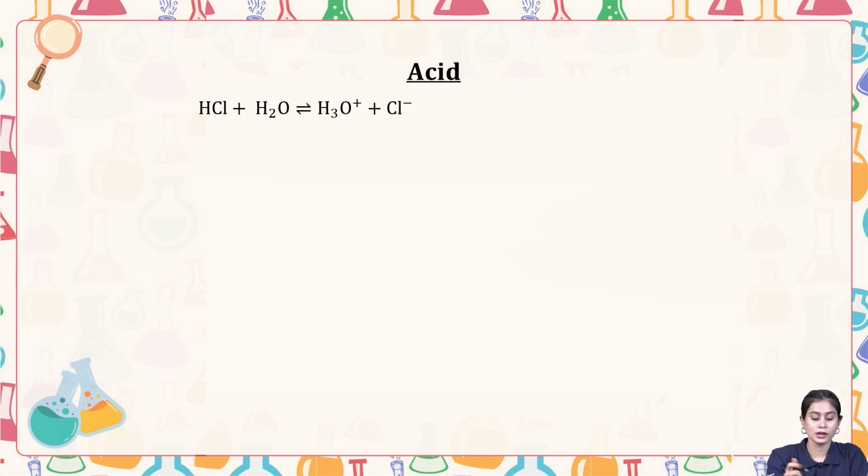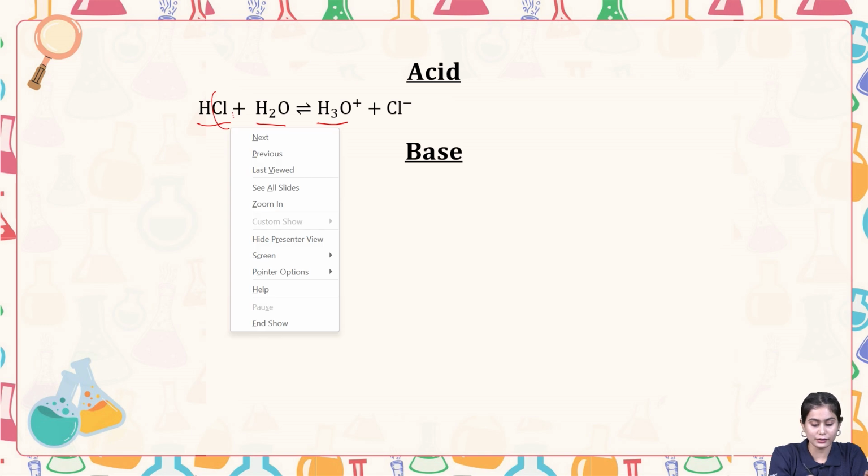So let's begin. As you can see, your first acid, HCl, dissociates in water to form your hydronium ion H3O+ and your Cl- ion. So HCl plus H2O gives H3O+ and your Cl- ion. Simple? Okay. Let's move on to the base.